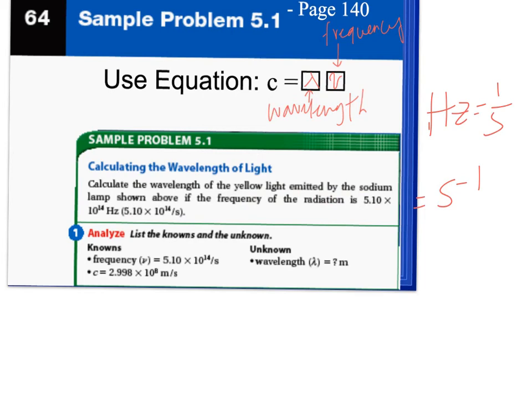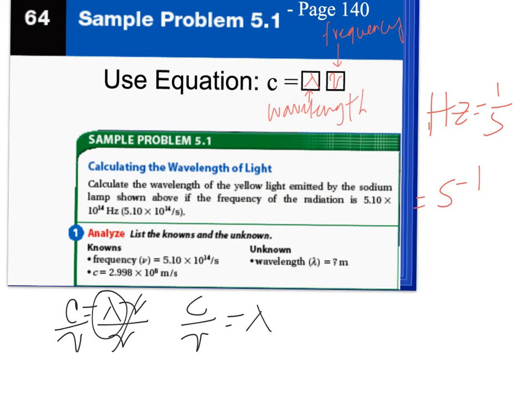So if we want to go ahead and solve this problem, I always like to write my equation first. So our equation is c equals lambda nu. And in this case, we're looking for the wavelength, so we're looking for this one. So we want to go ahead and divide both sides by the nu, or by the v. And so you can see that the v's are canceling over here. So our speed of light, we're going to divide by our frequency to get our wavelength.